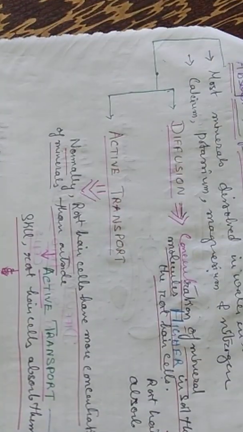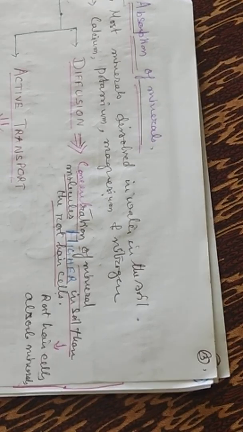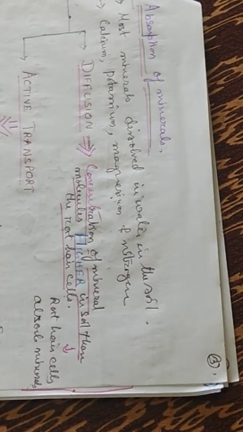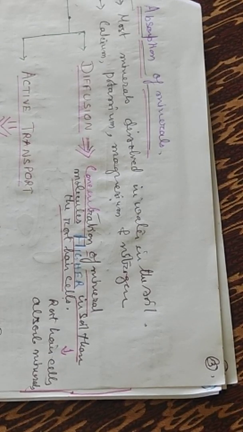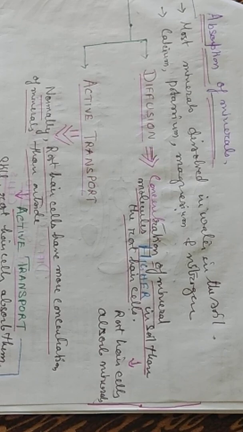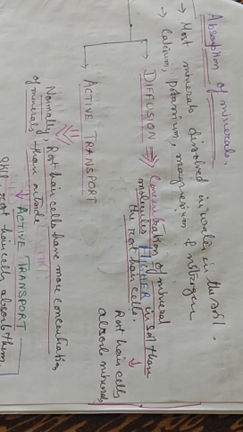Next, we are coming to absorption of minerals. Most minerals are generally dissolved in water. So what are those minerals that are dissolved in water? Mainly they are calcium, potassium, magnesium and nitrogen. Now the absorption of minerals is done by two processes. One is diffusion, another is active transport.